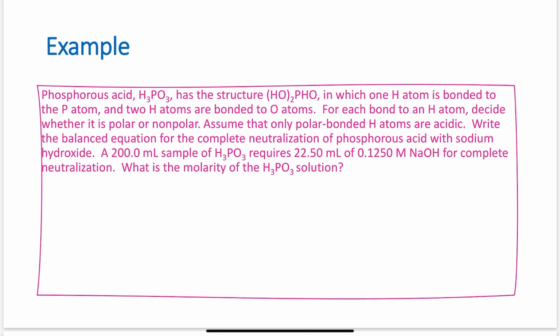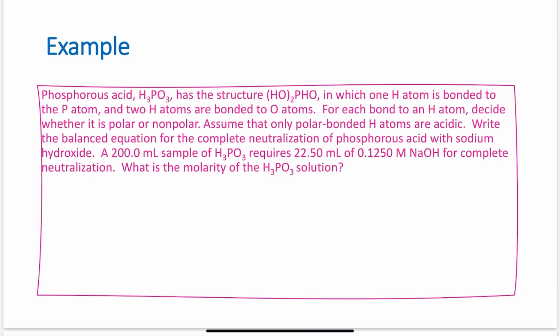A 20.0 mL sample of phosphorous acid requires 22.50 mL of a 0.1250 molar NaOH solution for complete neutralization. And what is the molarity of the H3PO3 solution? Okay, so pulling in some stuff from a previous semester, we can do this.